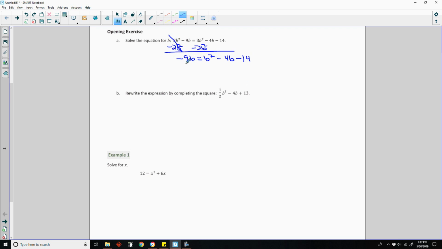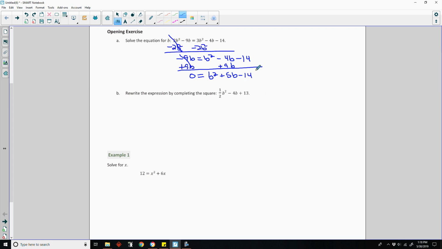Okay, so now I'm trying to get this equal to 0. I want all my b's on one side, so I subtract 9b from both sides. Line up your like terms. Do not put this under the squared. These cancel, and I'm left with 0. 9b minus 9b is 0. b squared just comes down. Negative 4b minus 9b is negative 13b minus 14.